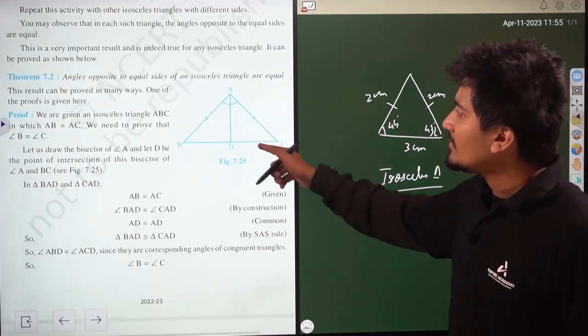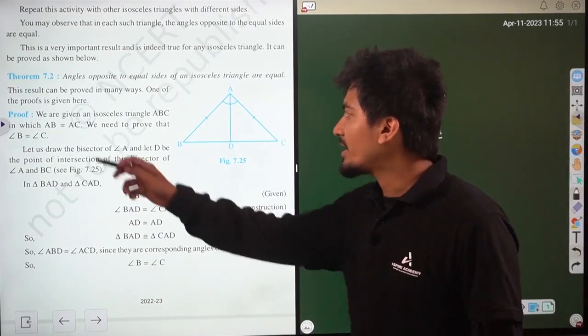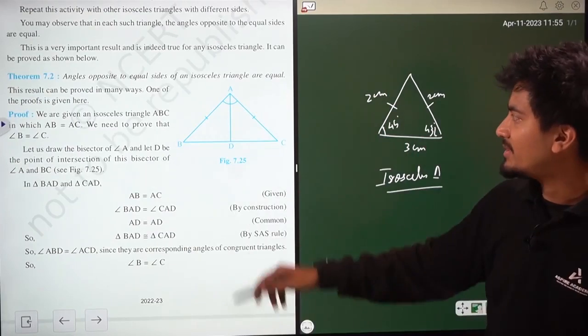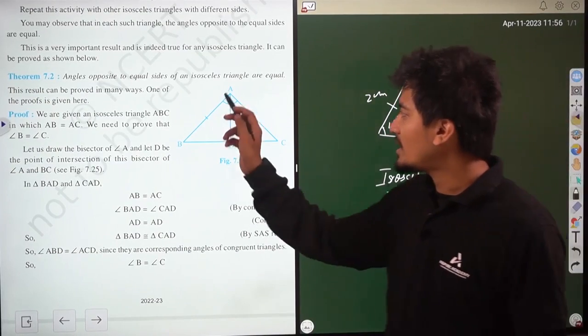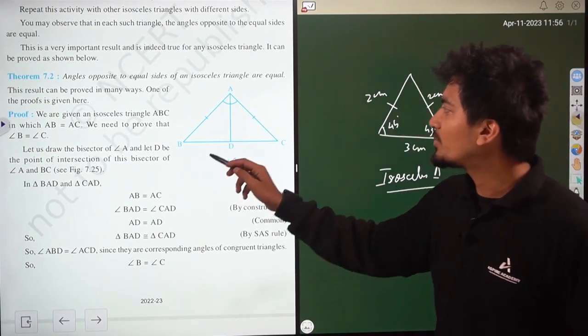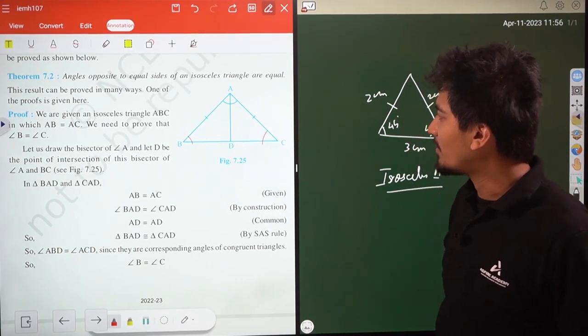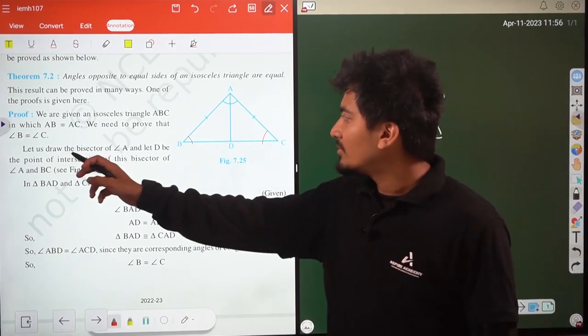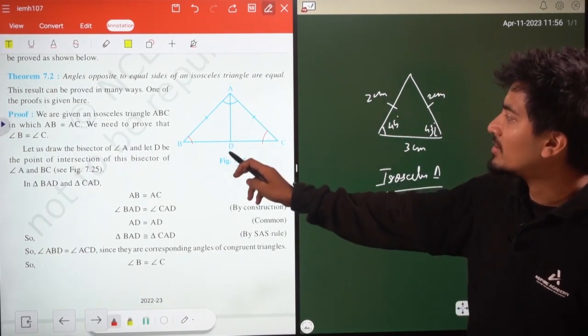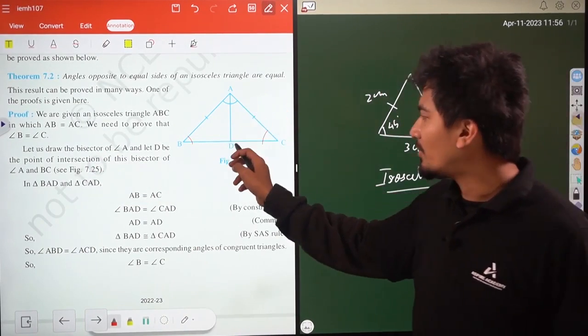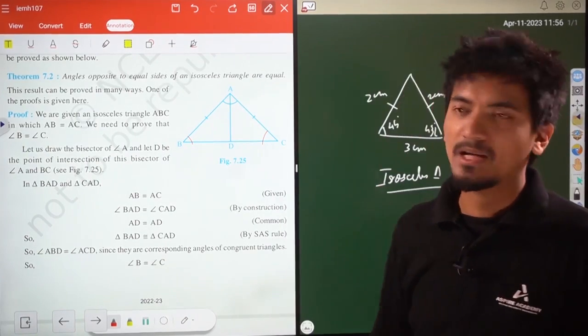Now here the proof is given. We are given an isosceles triangle ABC in which AB is equal to AC. So what do we need to prove? We need to prove that angle B and angle C are equal. Okay. Now what have we drawn? We have drawn a bisector of angle A, and D is the point of intersection on the side BC.